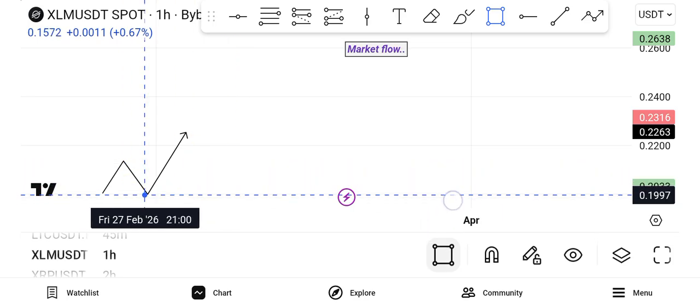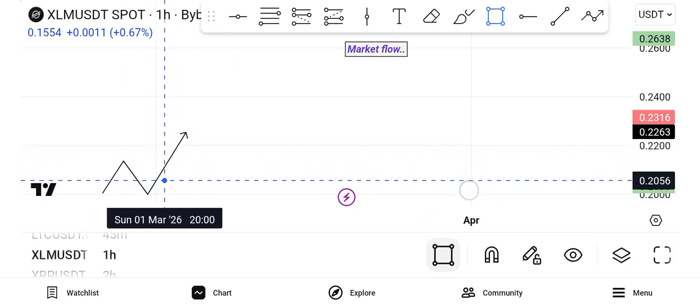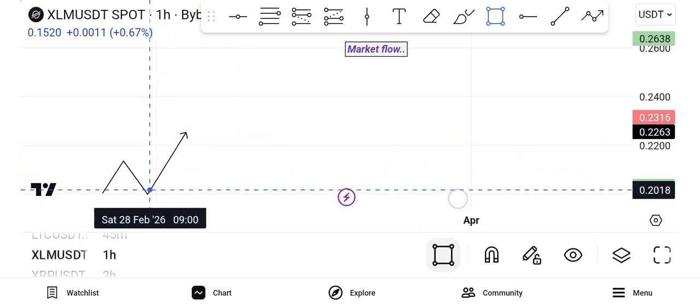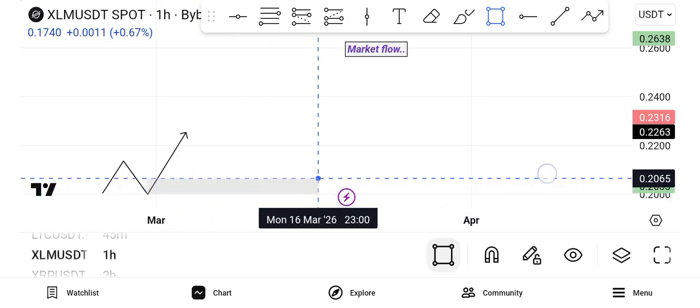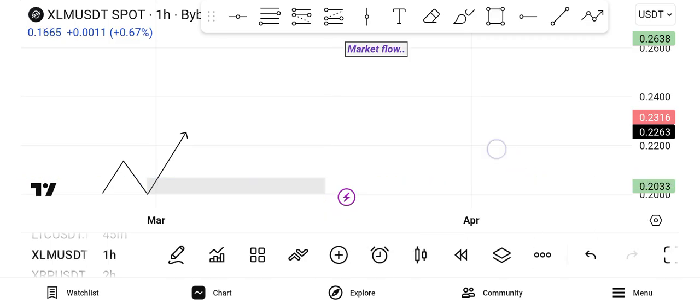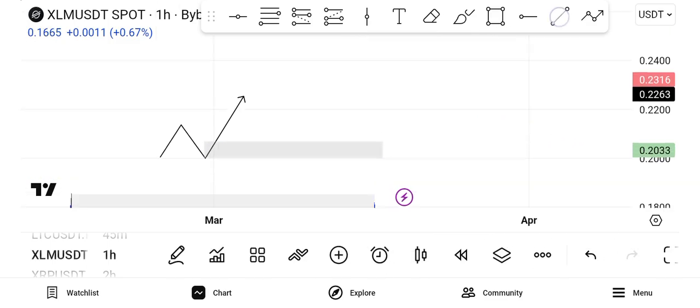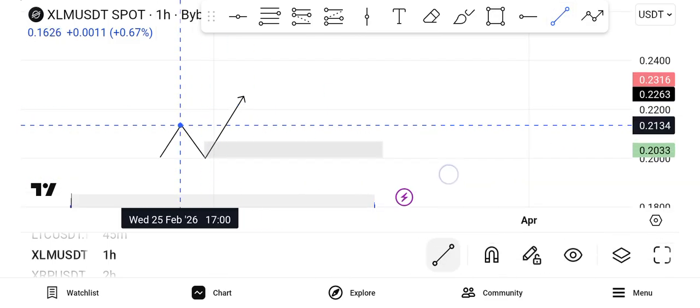The last candlestick here before the impulsive move that went ahead to break this structure would be my order block. I'm going to show you how to mark it out when we come to the real chart. So we're going to have an order block here, and this is where we had a break in market structure.